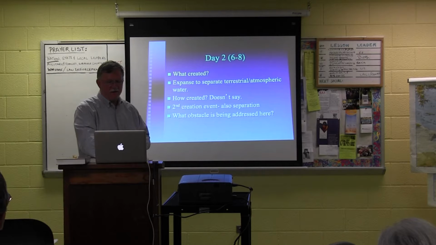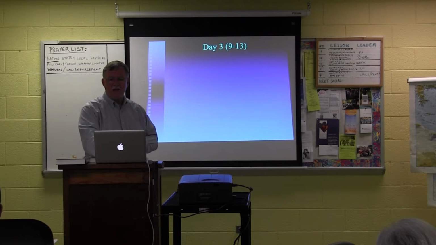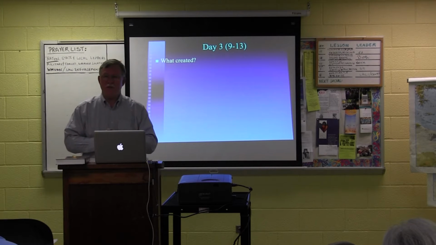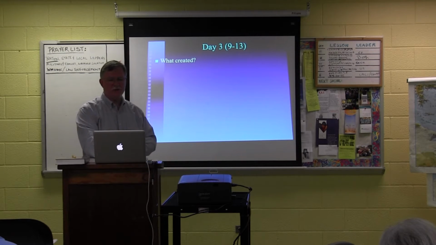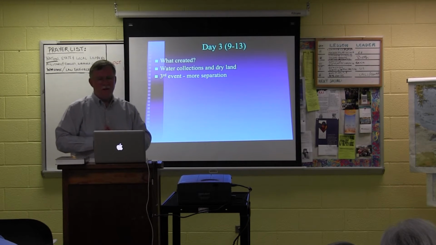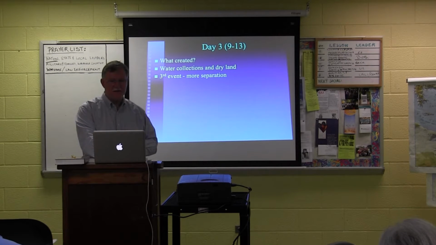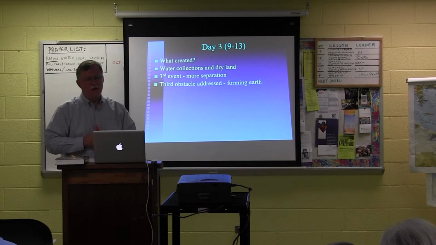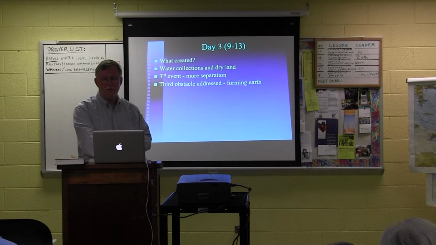The second aspect of creation being addressed here is the water. In day 3, what's created? The dry land, if you like. The land seems to have been under the water. It doesn't say where it comes from. But we're separating the water into pools or oceans, whatever, and we're forming and arranging the earth. So this is, again, more separation. Water's being separated out, and the dry land is there. And so the third obstacle for life was the unformed earth, and now it's being formed.